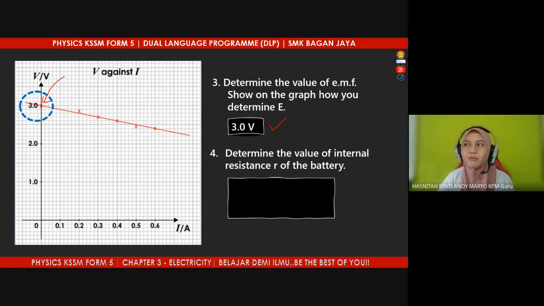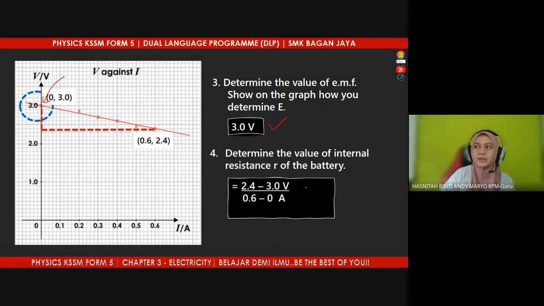Number 4, find the value of the internal resistance. How do we determine the gradient from this graph, students? As we did before, you can draw a triangle. These are the two points. We use this point: X is 0, Y is 3. And the second point is this one: X is 0.6, Y is 2.4. So the gradient is Y2 minus Y1 divided by X2 minus X1.